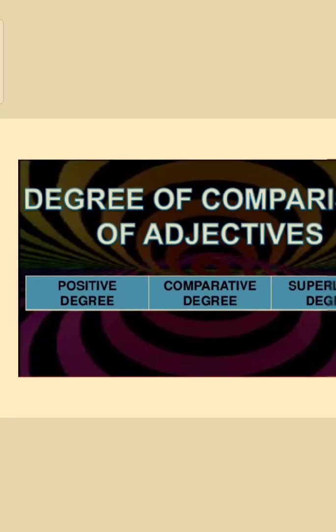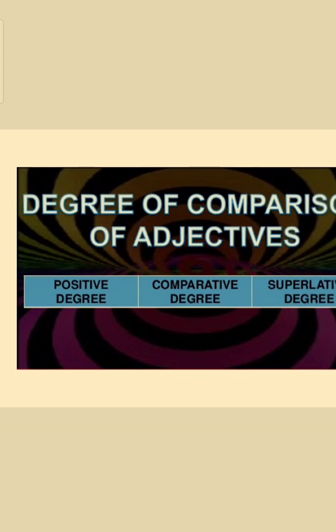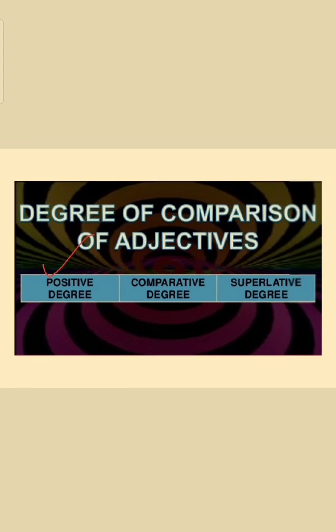So there are three degrees of comparison of adjective. Now we'll see what are they. Degree of comparison তিনিটা আছে. First one is positive degree, second one is comparative degree, and third one is superlative degree, right? So I repeat: positive degree, comparative degree, and superlative degree, right? Okay, now we'll discuss what is positive degree, or when do we use positive degree, right?